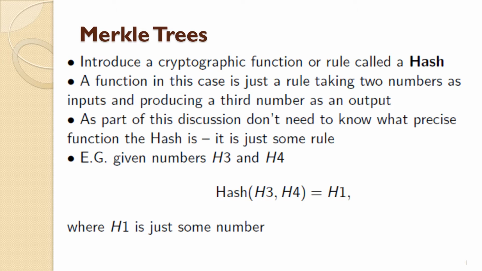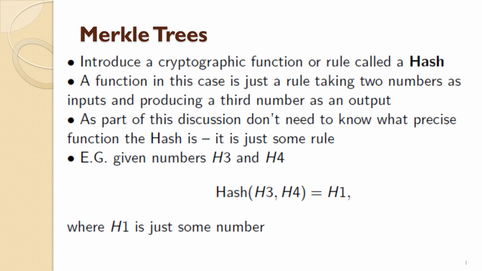So as part of this, it's a slightly unfortunate name, but you introduce a cryptographic function, just a rule called a hash. And what we mean by function can sound a lot more complicated than we really mean. A function in this case is just a rule taking two numbers as input and producing a third number as output. So as part of this discussion, you don't need to know what precise functional rule the hash is, it's just some rule. In go two numbers and out comes another one.